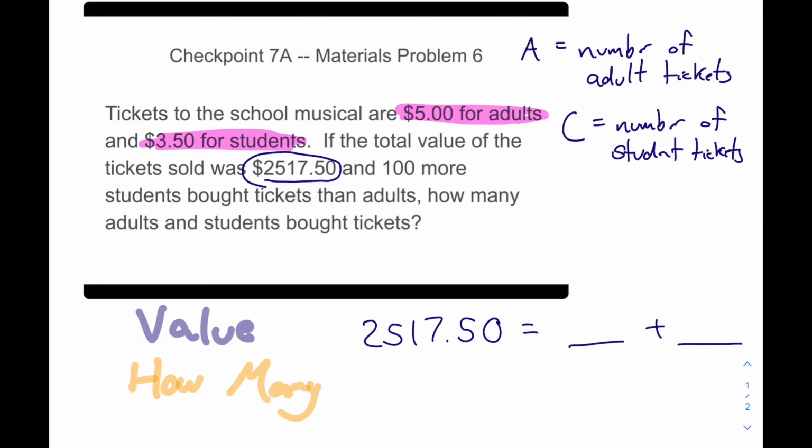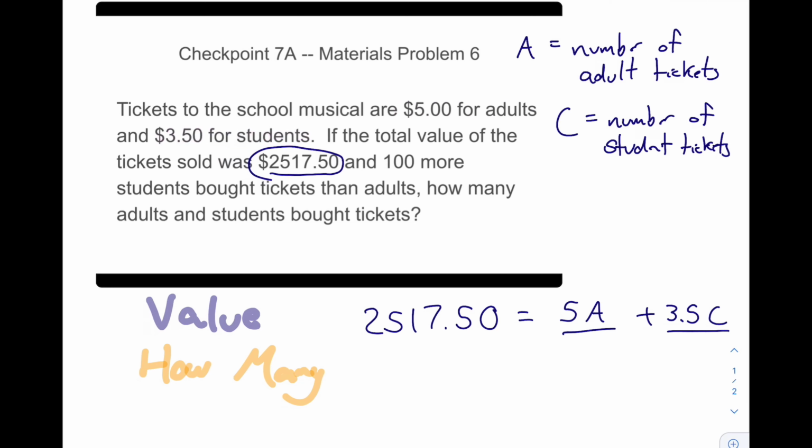Okay, now we can get somewhere because each adult ticket costs $5. So it's 5 times the number of adult tickets plus 3.5 times the number of children's or student tickets, because each ticket is $3.50. Notice what's highlighted in pink, those are rates. Notice that's one equation, but it's got two variables in it. It's got two unknowns, A and C. We can't solve an equation like that because there's lots of combinations of A and C that could work. So we need a second equation, and that's where the how many comes in.